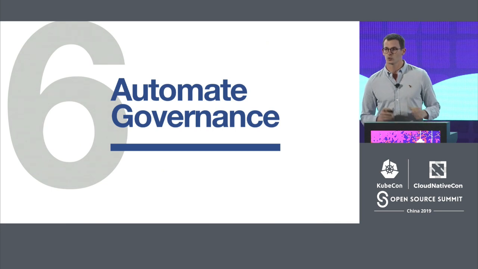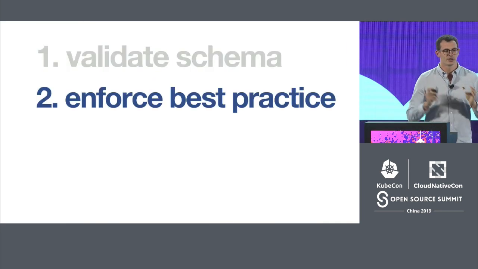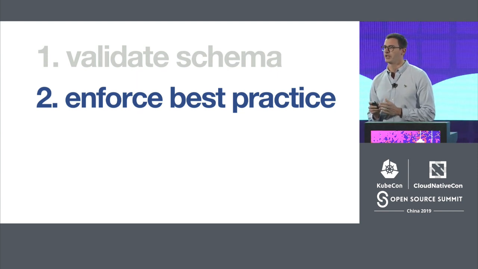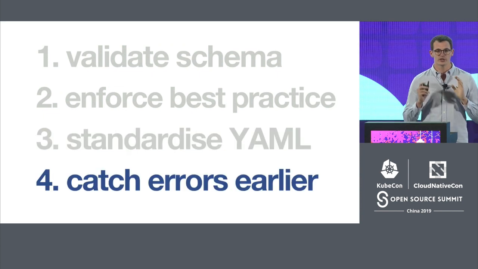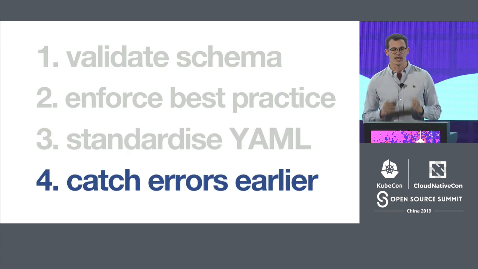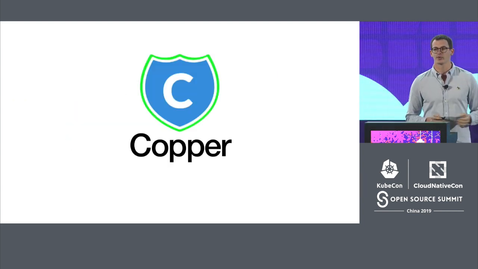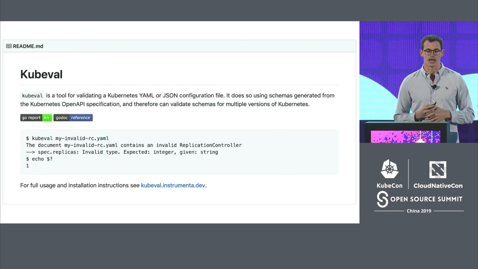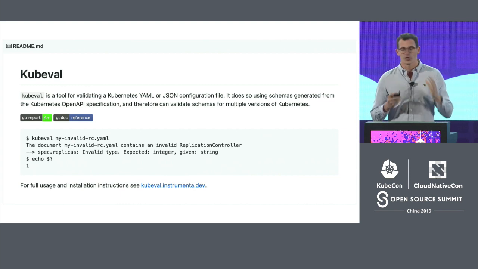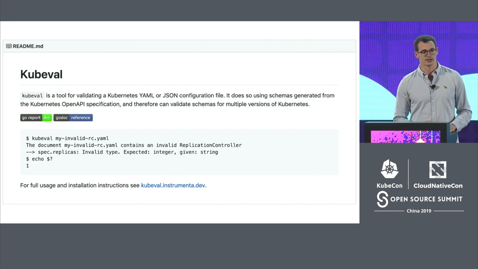Number 6 is automate your governance. So if you're looking at validating your YAML files or enforcing best practices when it comes to writing resources, standardizing your YAML, or just in general, being really quick at getting feedback when your YAML isn't the way you want it to be, just use the Open Policy Agent, conftest from Cloud 66, or kubeval from Instrumenta. They're all designed to basically look at your YAML and give you feedback or reject the resources.